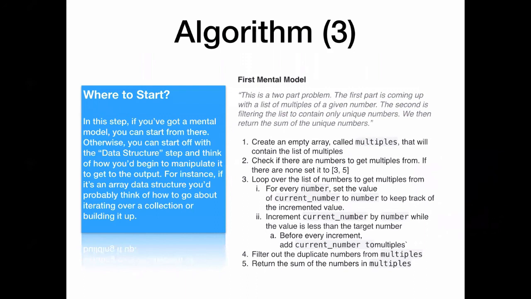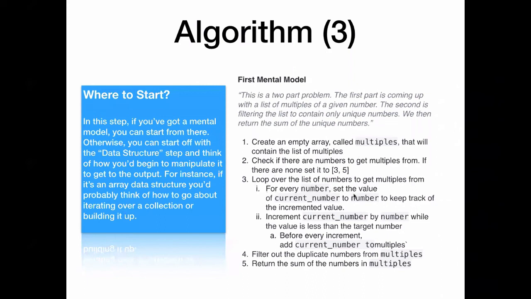The first part is coming up with the list of multiples. And then the second is filtering the list. And finally, we return the sum. So if we break it down to steps, there will be things added. So first, create an empty array called multiples that will contain the list of multiples because we do want to collect. Then check, this is rule number 4, check if there are numbers to get multiples from. If there are none, set it to 3 and 5. Finally, loop over the list of numbers to get multiples from.